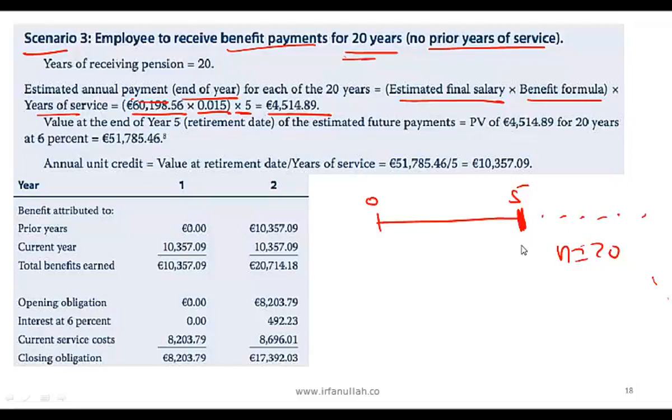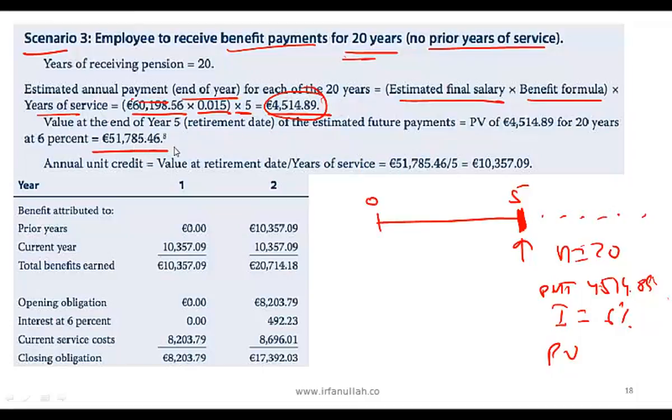because we are calculating the present value of the annuity at the end of year 5. So you'll plug in N 20, what's the payment? The payment is 4514.89. And then what's the interest rate to use? The interest rate is 6%. What's the future value? Future value is 0, and you are going to compute the present value, and that, if you did it right, should be 51785.46. All right, so the curriculum is telling us, so we believe that it is the correct answer.